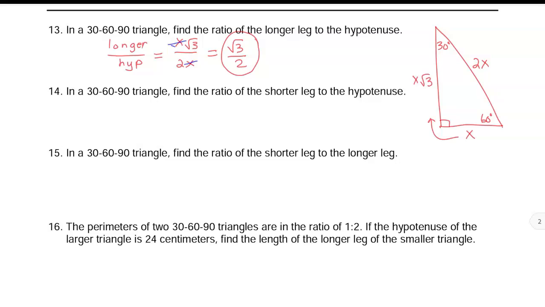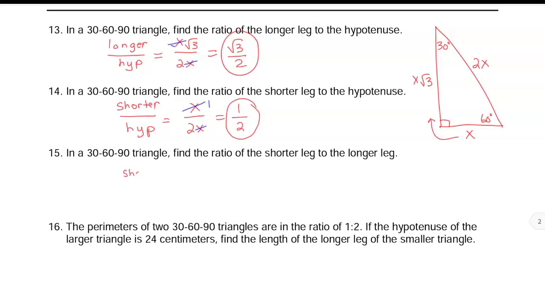Number 14, the shorter leg to the hypotenuse. What's the length of the shorter leg from the diagram? It is x, and the hypotenuse is 2x. You can cancel the x on the top, which leaves a 1, with the x on the bottom. That reduces to 1 over 2, or 1 to 2. Okay, now you try number 15. So pause the video real quick and then come back and check.